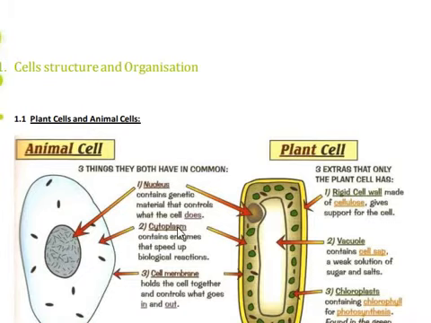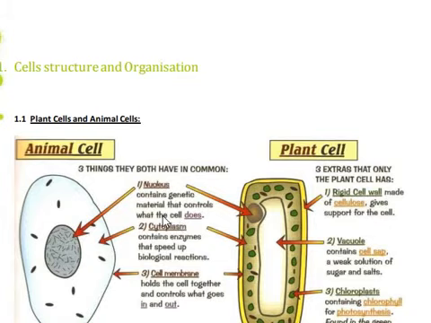The nucleus controls all cell activities. Apart from that, it also produces ribosomes. So we have three functions of the nucleus. It contains the genetic information, DNA, it controls all cell activities, and it produces ribosomes.